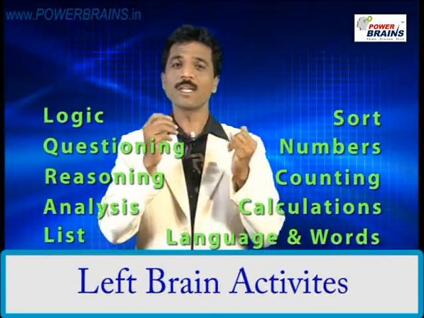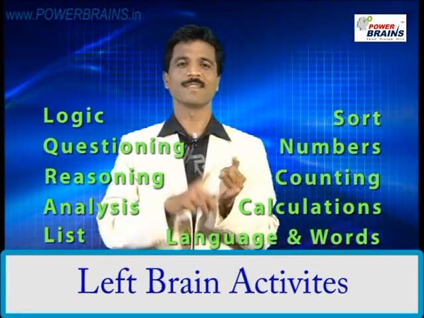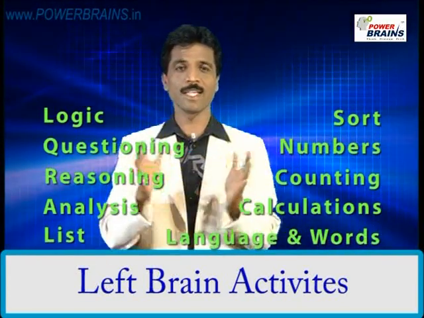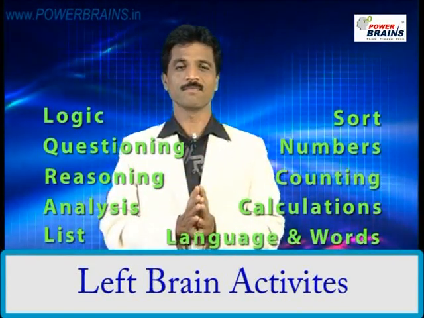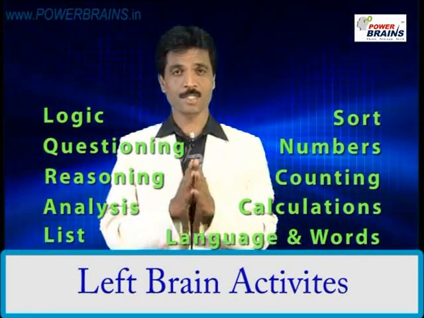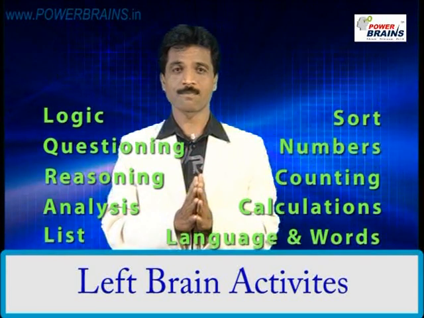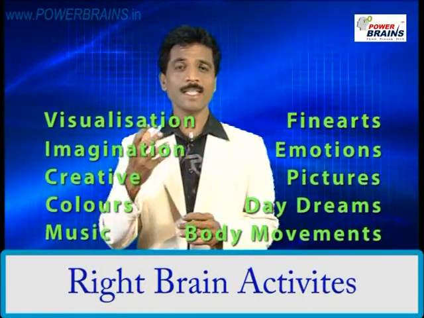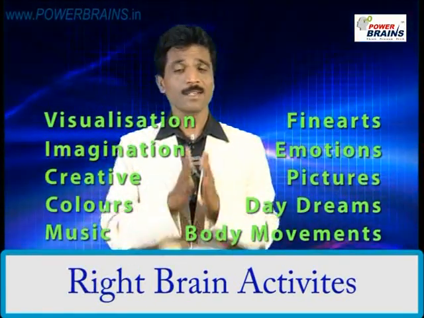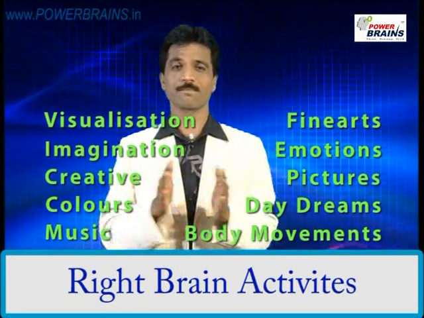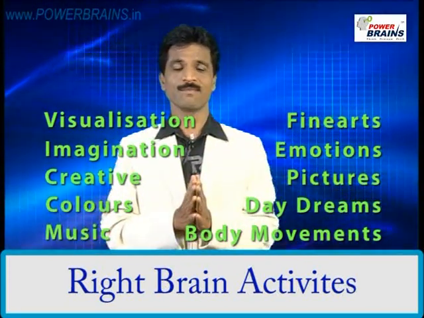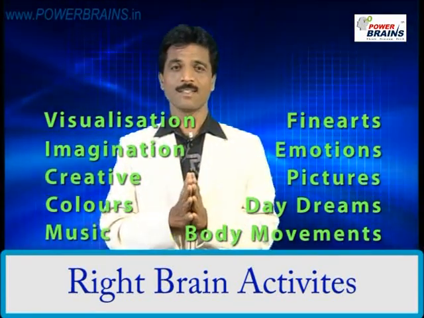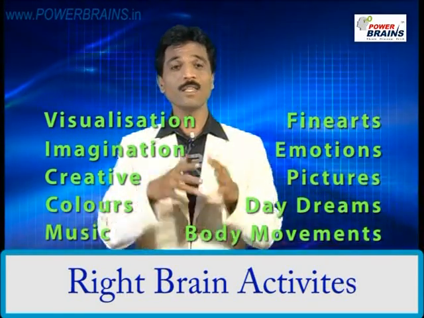Left is good at logic, questioning, reasoning, analysis, listing out the things, sorting, numbers, counting and calculations, language and words. Left is good at all these activities, whereas right is a different medium. Right is good at visualization, imagination, creativity. It's good at colors. It's good at music and other fine arts.